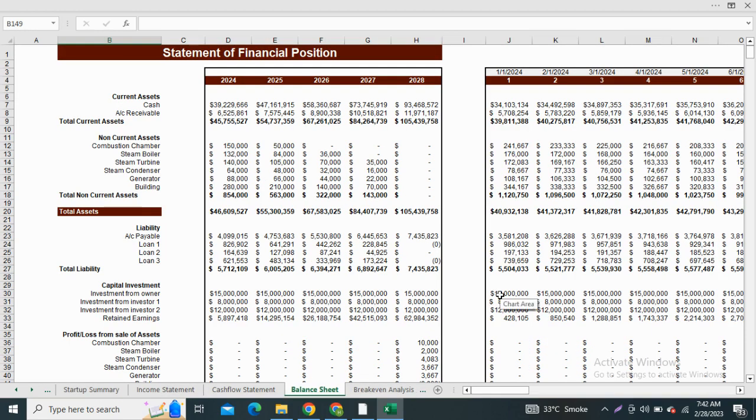Now we have the statement of financial position, which shows the total assets, equity, and liabilities for the year ended.